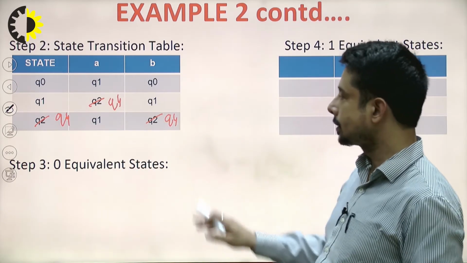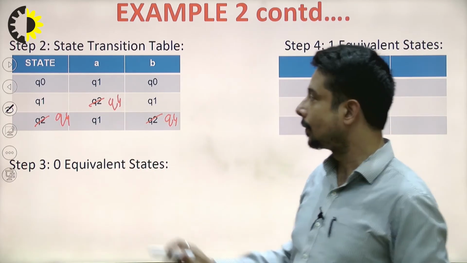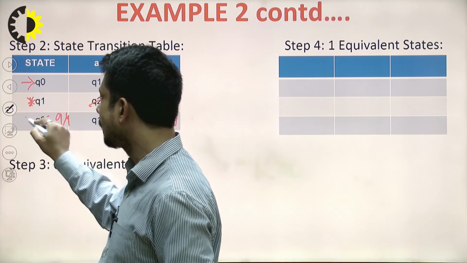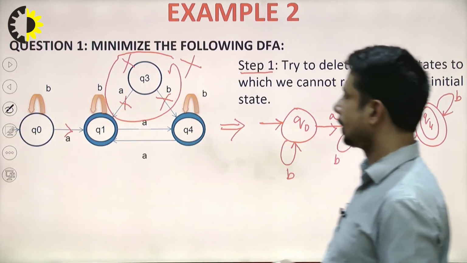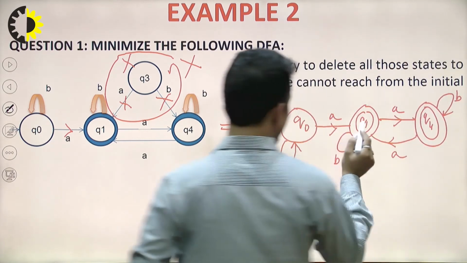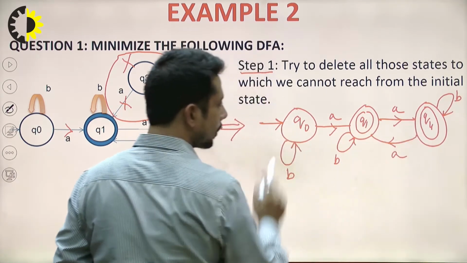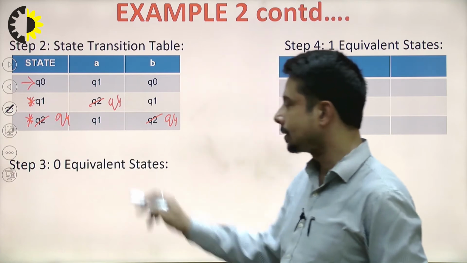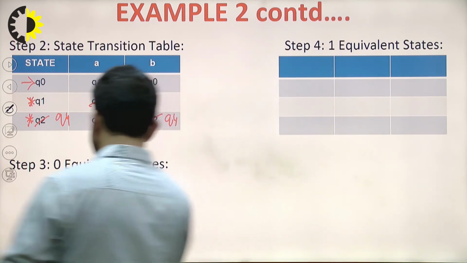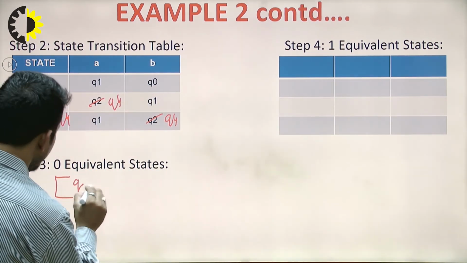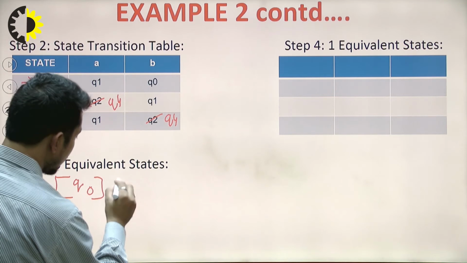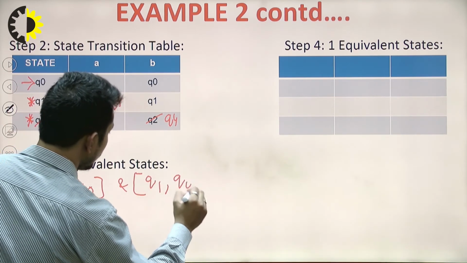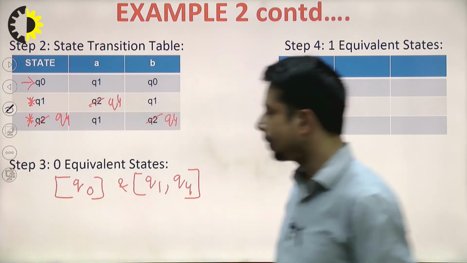Now from here, step number 3, we need to find out the zero equivalent state. If we look into this, this is the initial state, and these two are the final states. Q1 and Q4 are the final states, and Q0 is the separate state. So if we look into step number 3, which says zero equivalent state, we need to divide two groups, where one will be your final state and the other one will be a non-final state. So two final states are there. So Q1 and Q4 will make a group, and Q0 will make another group.